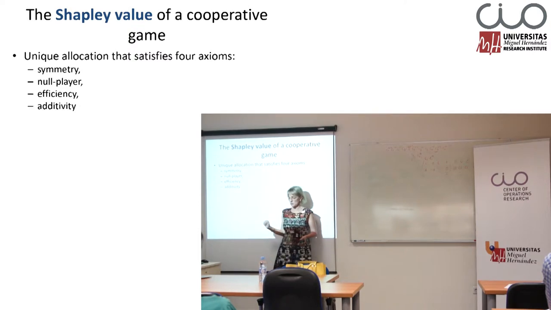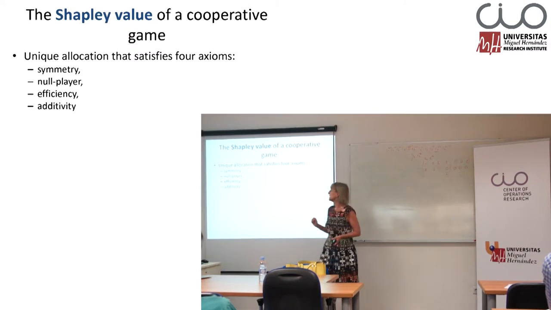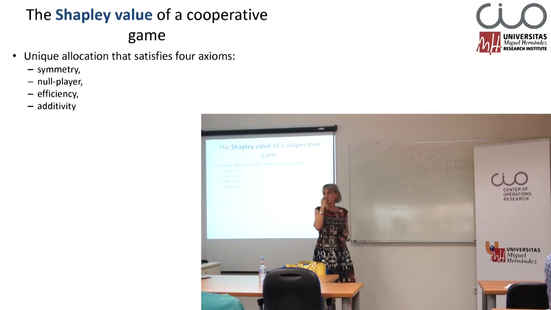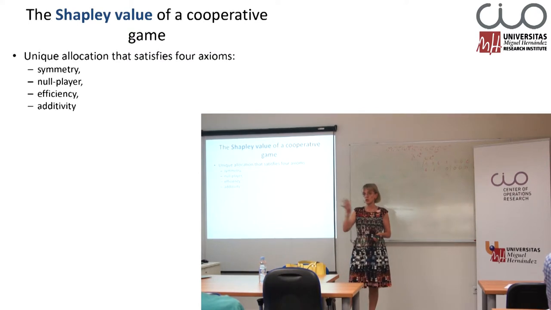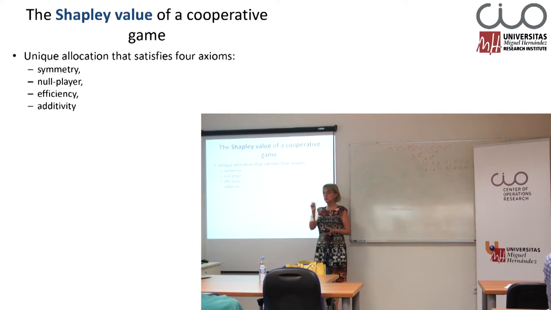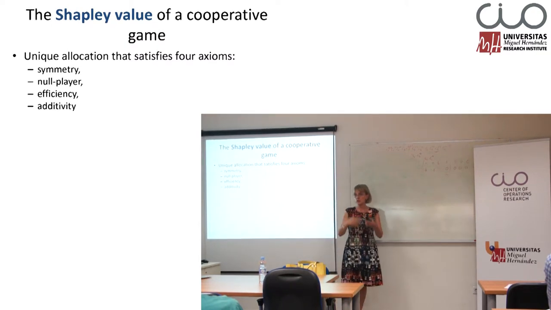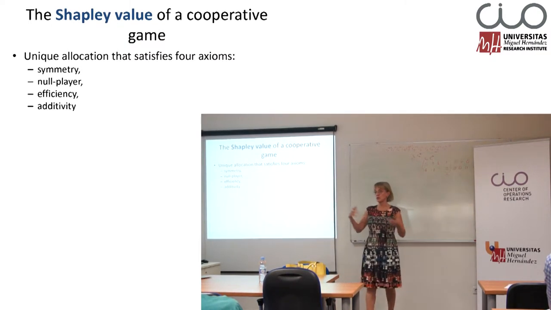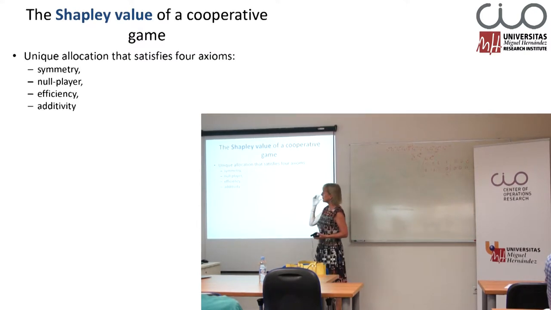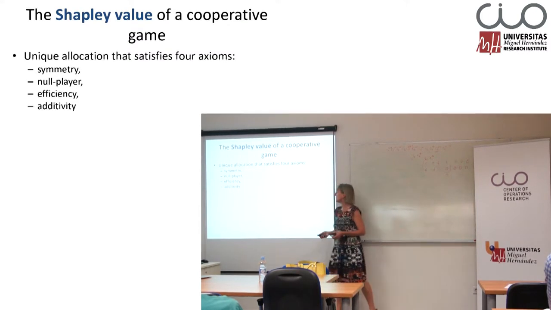And this is the rule that will be specifically useful in our setting: additivity, which says that if we separate the game into two games, we can calculate the Shapley value independently for each of these two games, and the Shapley value for the original game is just the sum of these two Shapley values. So we can decompose the game into simpler games, do calculations separately for them, and then go back to the original game.